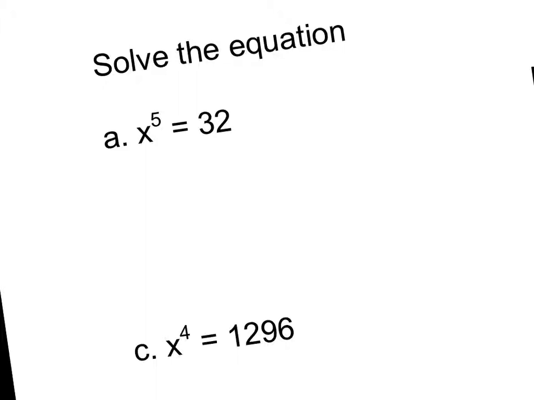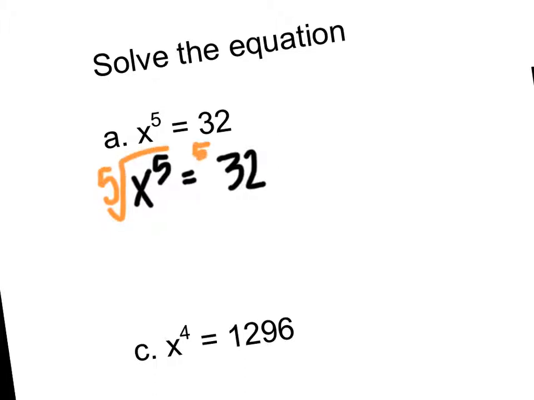Our original problem is x to the fifth equals 32. And so to get rid of that x to the fifth, we're going to take the fifth root on both sides. So we will have x on the left, and the fifth root of 32, if we type that into our calculator, is 2.